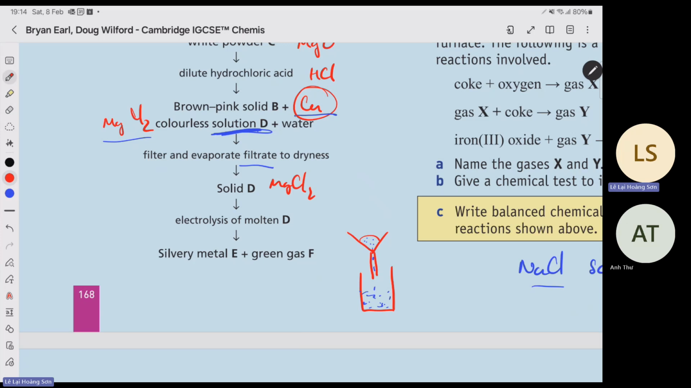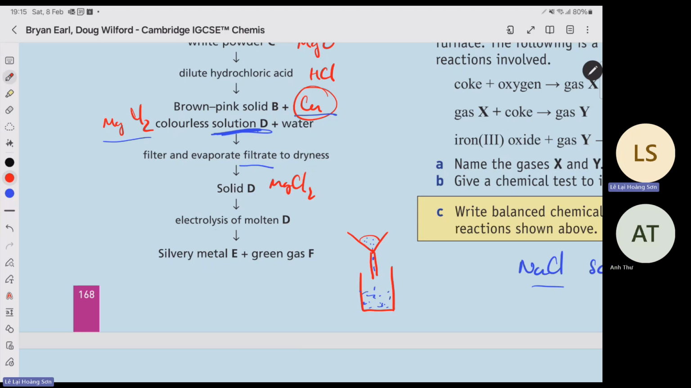So basically, you filter and evaporate the filtrate. It means you perform the filtration. You have the filtrate that can go through the filter paper, and you have the residue, which is the copper. You separate the two substances from each other, and then you just dry the filtrate. So we have magnesium chloride.